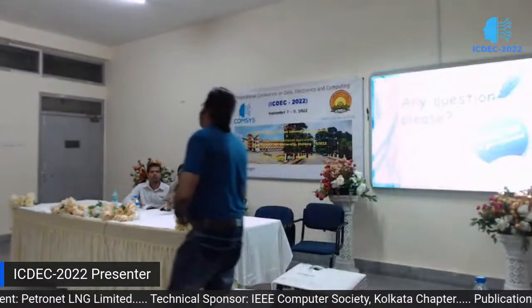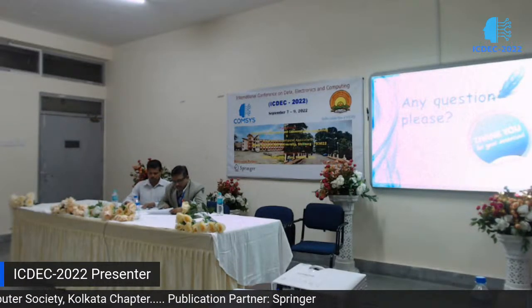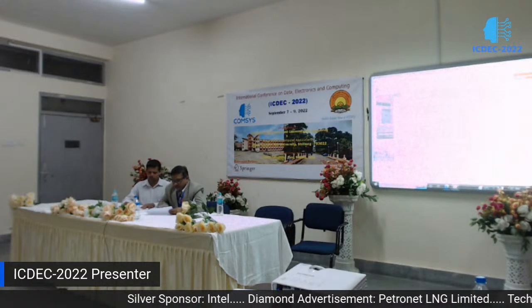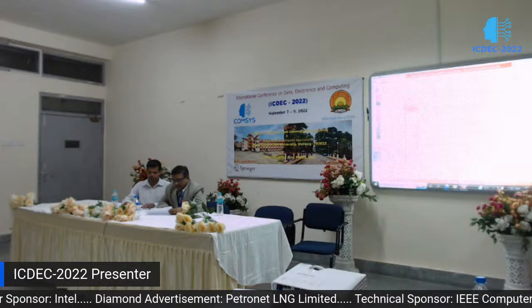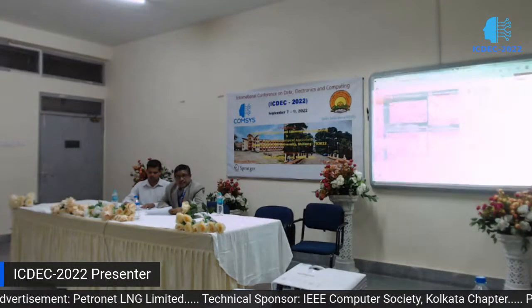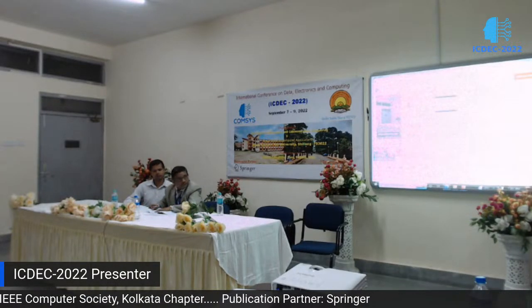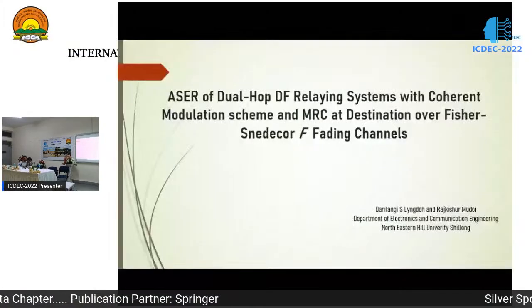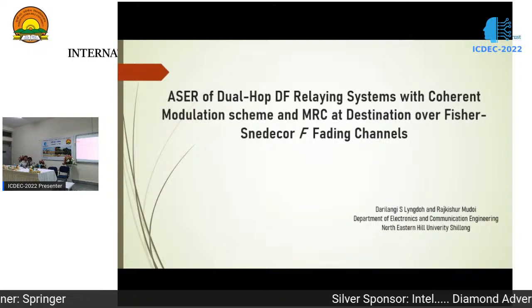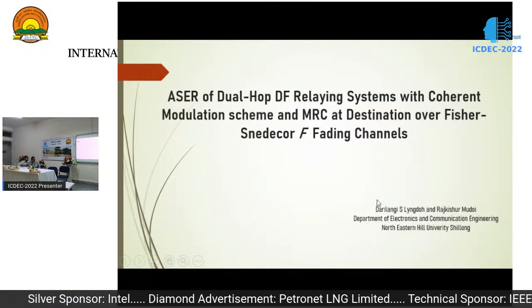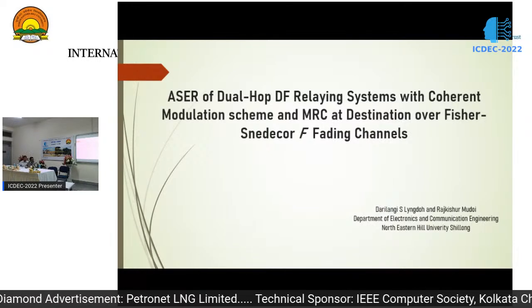Continue, but minimize the time because it's essential. Now next, the title of the paper, paper ID number 35, is ASER of dual hop DF relaying systems with coherent modulation scheme and MRC at destination over Fisher-Snedecor F fading channels. The presenter is from North Eastern Hill University, and the co-author is Dr. Raj Kishore Mudai. Please appreciate the time limit so that more interaction can take place.